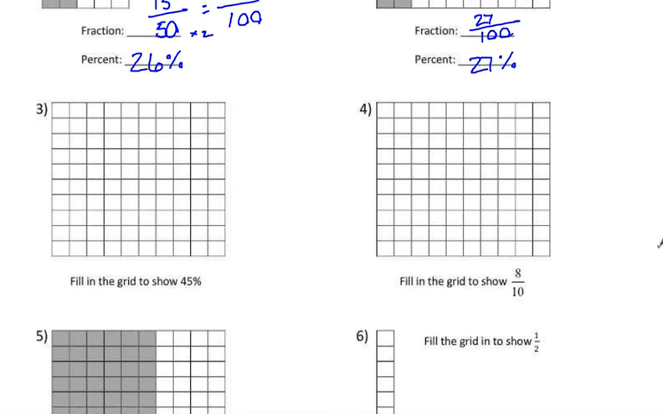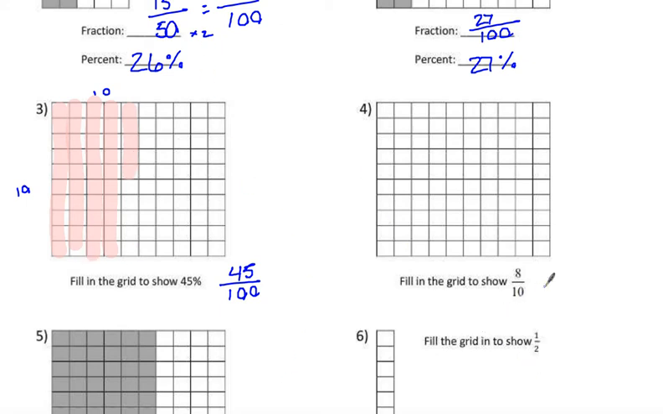Fill in the grid to show 45%. Well, there are 100 pieces because this is a 10 by 10 grid. So if I make this a fraction out of 100, percents are always out of 100, so I can automatically put it over 100. I'm going to shade in 45. So 10, 20, 30, 40, and then 45. 1, 2, 3, 4, 5.